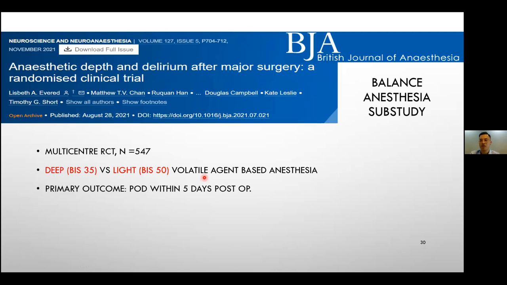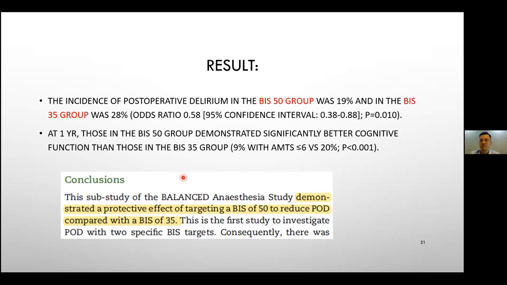So in 2021, we have another Balanced Anaesthesia sub-study, conducted in a multi-center format across three countries, namely China, Australia, and also the US. And they recruited more than 500 patients. And this study randomized patients to deep versus light anesthesia according to the BIS value here, using a volatile anesthesia technique. The study aimed to examine the delirium incidence in the first 5 days post-op. The result basically shows that the incidence of post-op delirium in the light BIS group is significantly lower than in the deep BIS group.